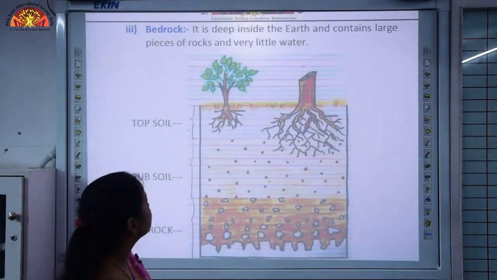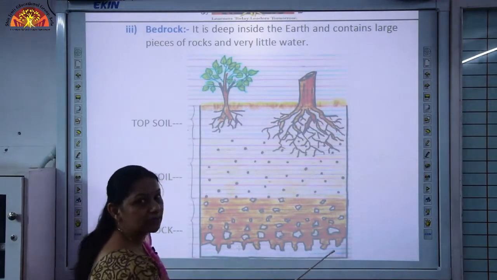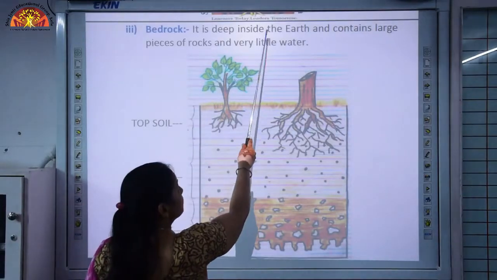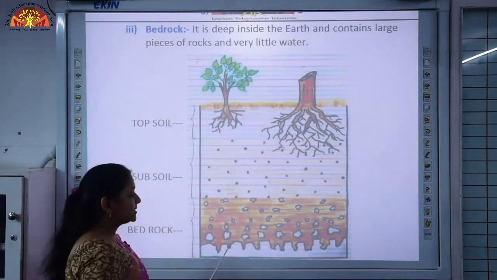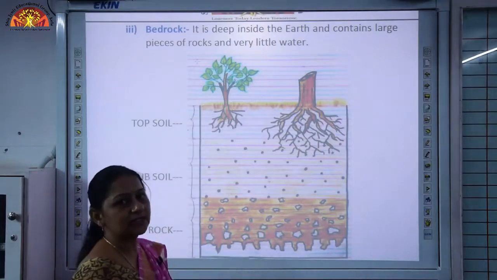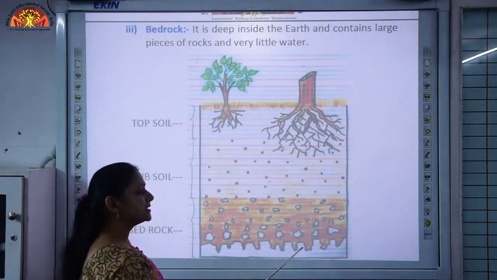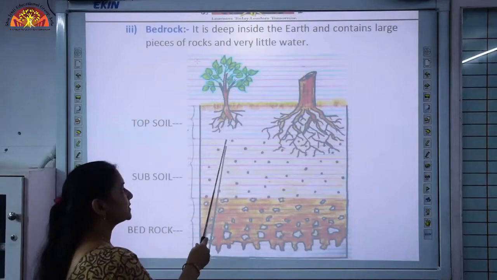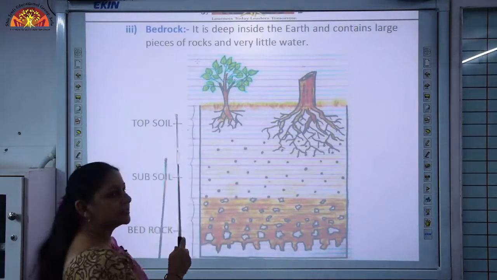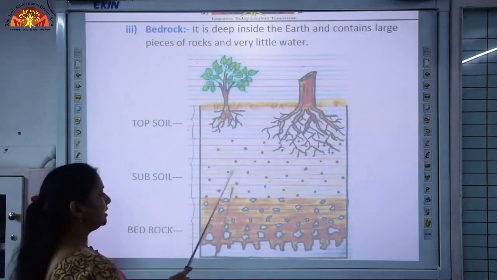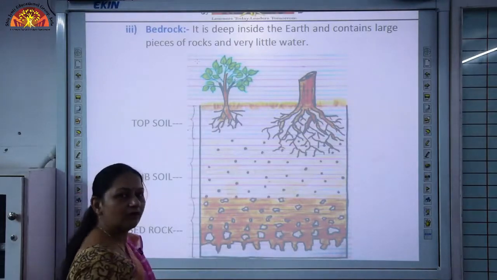You can see in the diagram the bedrock. It contains larger pieces of rocks and it is deep inside the earth, with very little water. As there are large pieces of rocks and very little sand here, the absorption of water is very less in this region. The absorption of water is present in the topmost layer, and humus is also present in the topmost layer, so topsoil is the most fertile layer. Then in the subsoil you can see smaller particles of rocks and in the bedrock there are bigger pieces of rocks.